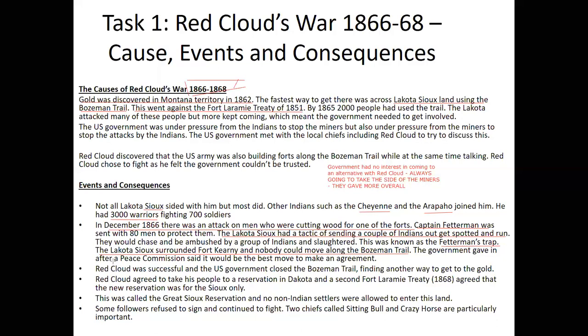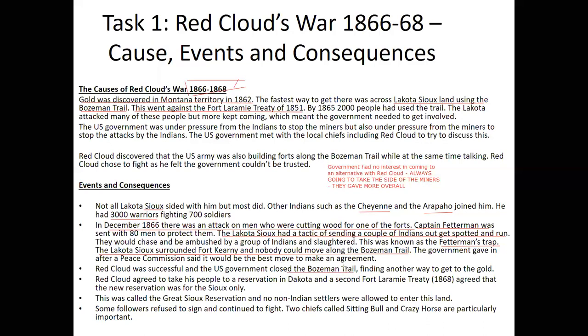A peace commission, so a group of people, met, and they came to an agreement that the best thing to do would be to make peace talks with the Sioux because of just how threatening they were with this growing army of 3,000 warriors. Red Cloud was successful, and because of the events, the government closed the Bozeman Trail, finding another way to get to the goal. Now, by the time this had all happened, another trail had actually been found, but it's the fact that the Native Americans were successful and the government closed the trail.